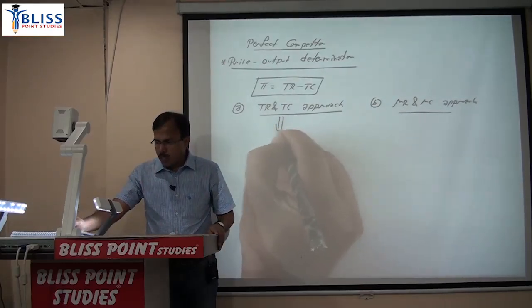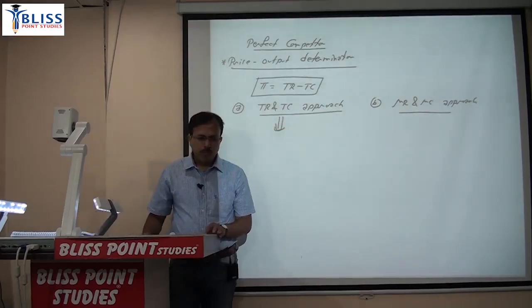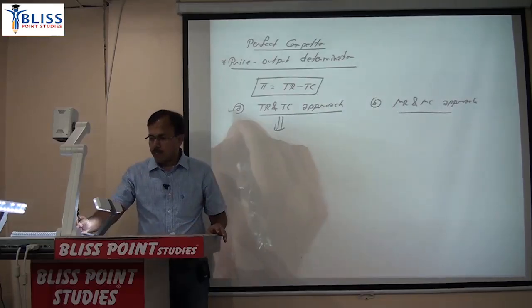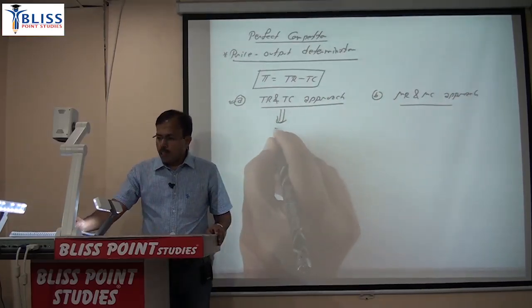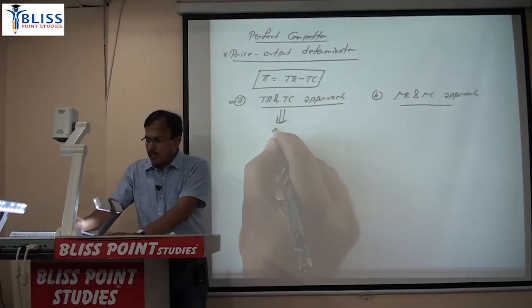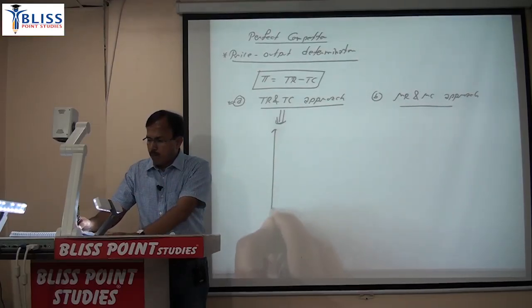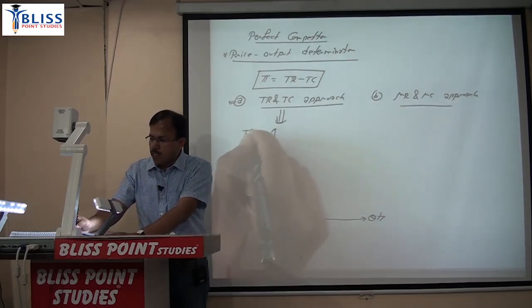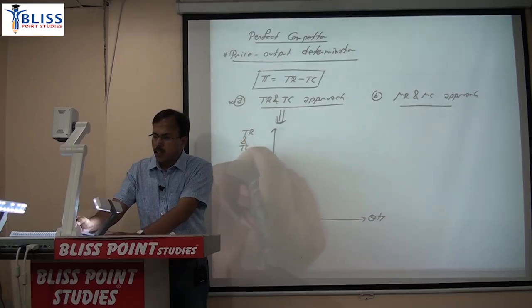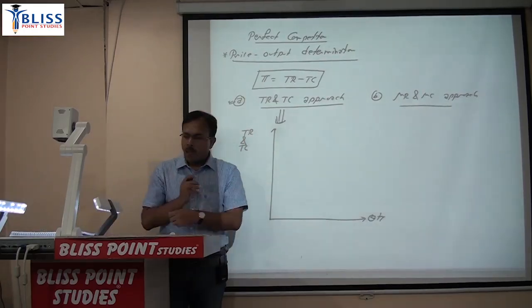Now the first one, the TR-TC approach. We are explaining this first part. Now just consider this graph. First of all, if I write here quantity, and on the vertical axis it is TR and TC. You have to draw that TR and TC.